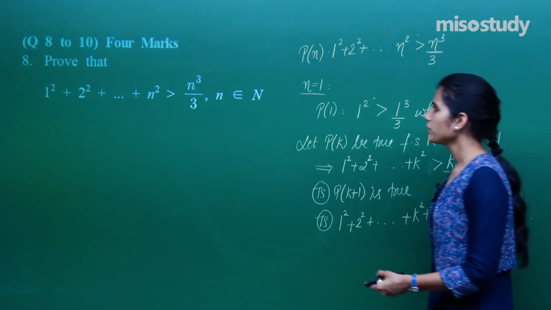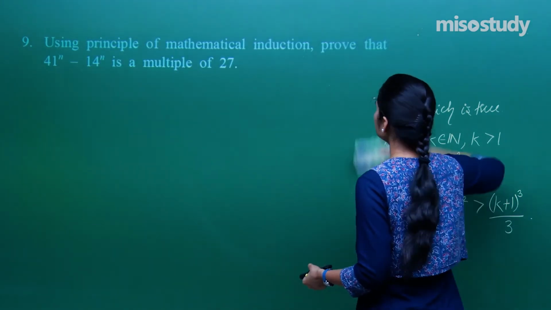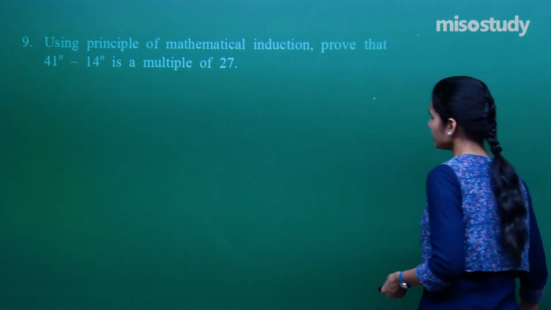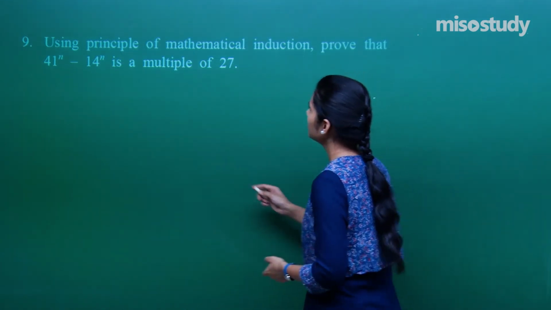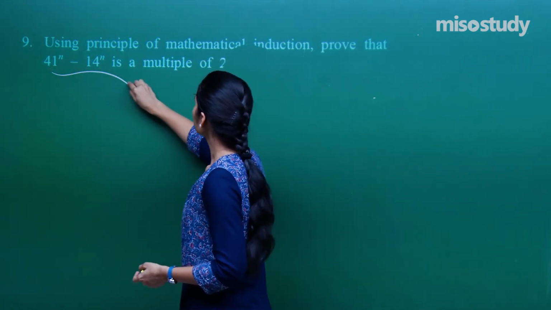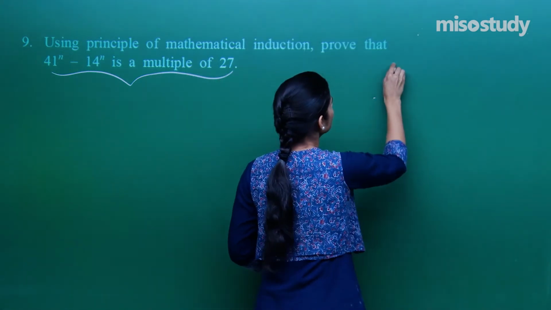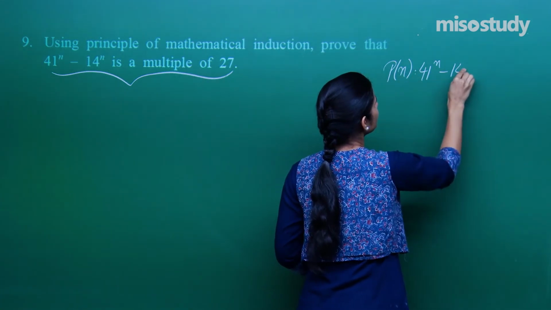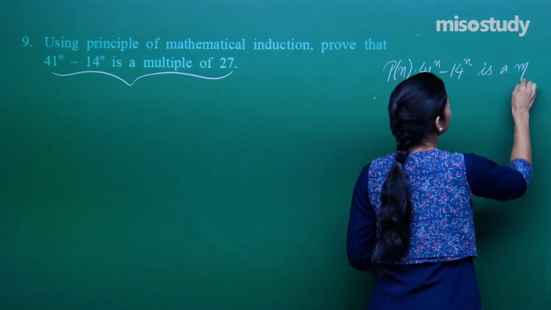Let's move ahead with the next question. We have, using again the principle of mathematical induction, prove that 41 to the power n minus 14 to the power n is a multiple of 27. Basically, 41 to the power n minus 14 to the power n is a multiple of 27. This is your primary statement. So Pn will be: 41 to the power n minus 14 to the power n is a multiple of 27.